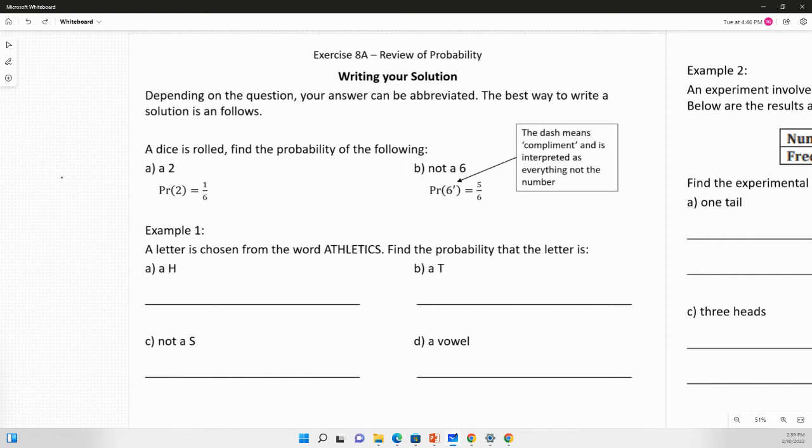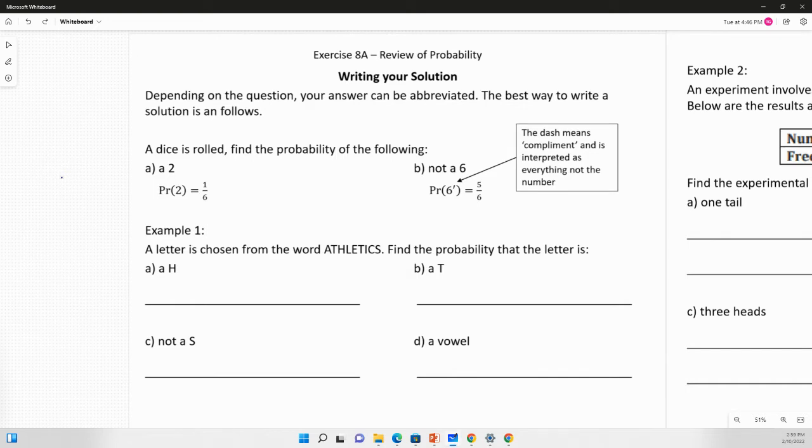Depending on the question, your answer can be abbreviated. The best way to write a solution is as follows. So if you roll a die, find the probability of the following. A shortcut way of writing this is we'll write the probability of getting a 2 equals 1 out of 6.